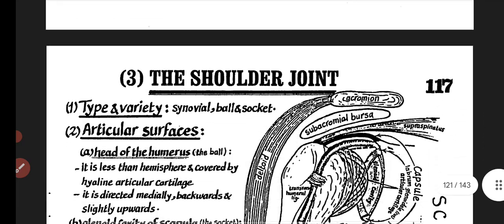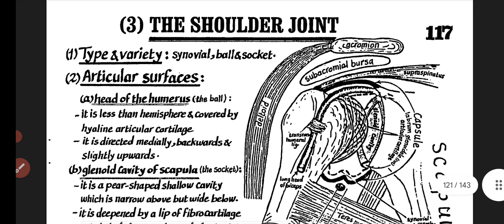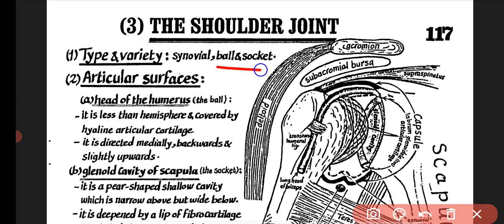Okay. Next we come to the shoulder joint anatomy. So what is the shoulder joint? The type is synovial, and the subtype is the ball and socket type.